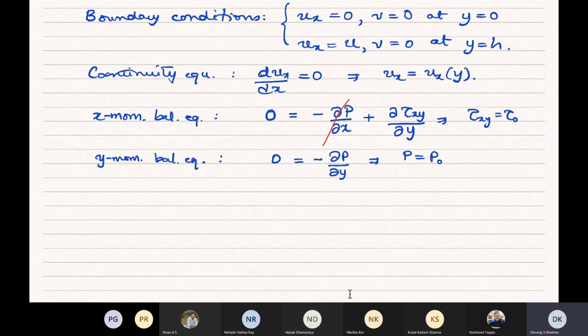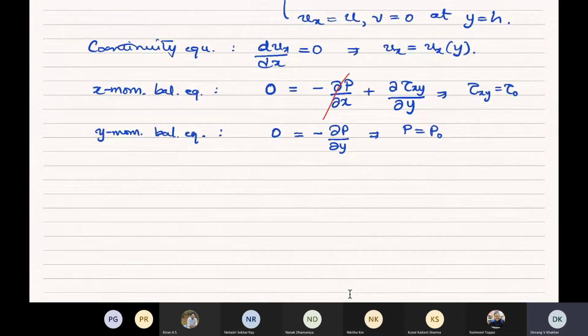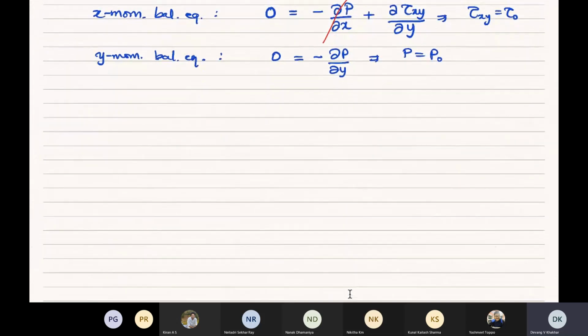This has nothing to do with granular materials and rapid flows or anything. If you take any fluid between parallel plates and you assume these things, then you will always get this. So in a shear flow, which is unidirectional, you always have ux dependent only on y, and the shear stress and pressure are constants. So that is a standard thing, nothing to do with granular material so far.